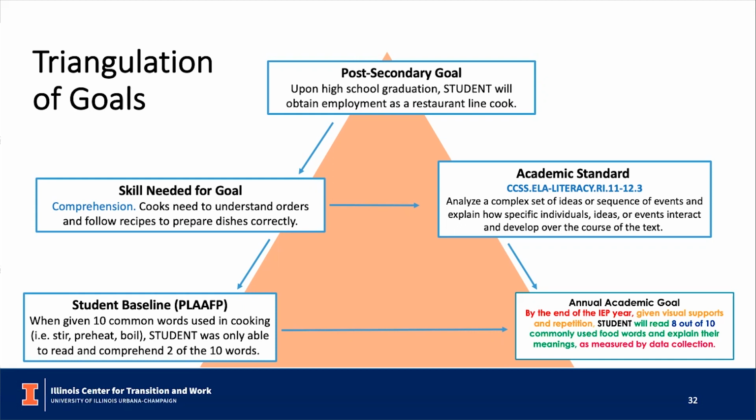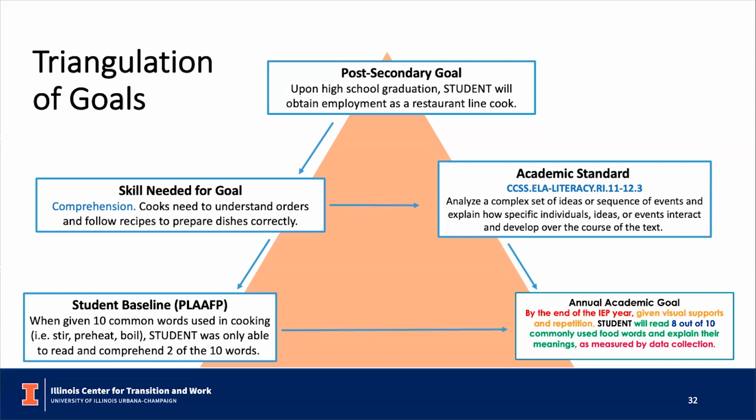Okay, so thinking about that, we're aligning it with two things. One, the students' present levels and the academic standards. Awesome. So I'm going to jump to the student baseline right now, the PLAF. So currently, when given 10 common words used in cooking, like stir, preheat, boil, the student was only able to read and comprehend 2 of the 10 words. So there's a gap in that comprehension currently. We know they're going to need to have a high level of comprehension when it comes to those cooking skills and terms. Currently, we're at 2 out of 10 words. We need to build that up.